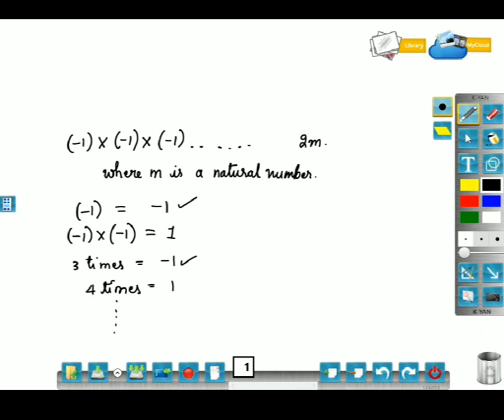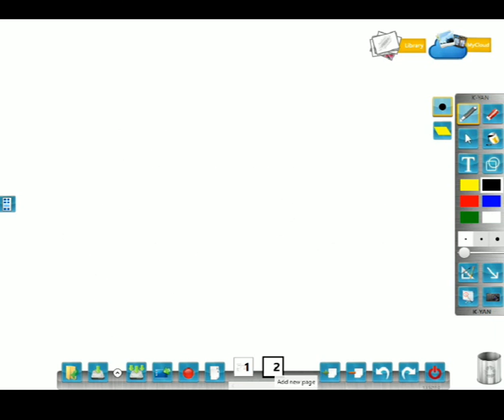Okay, thank you. So when you are multiplying an odd number of times, you get minus 1, and when you are multiplying an even number of times, you get plus 1. Now here we need to check how many times you are multiplying that minus 1. They have given that they multiply that minus 1 2m number of times, where m is a natural number. 2m is how many times, that you need to find.